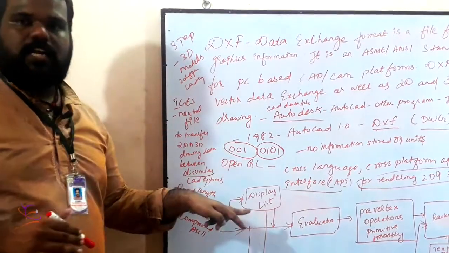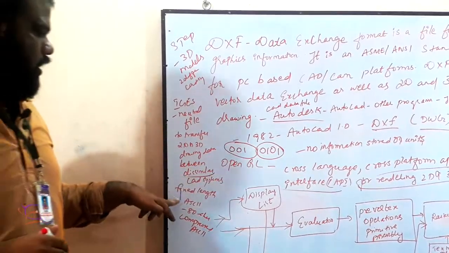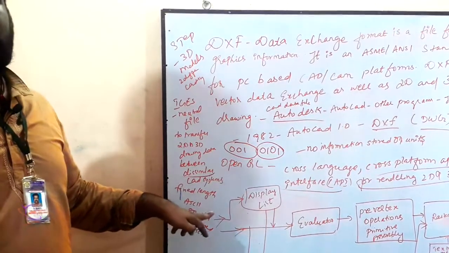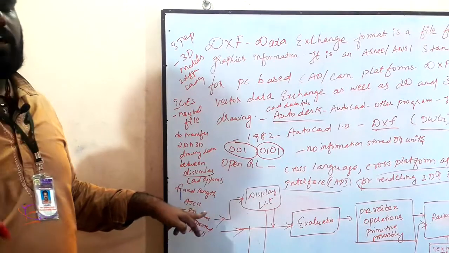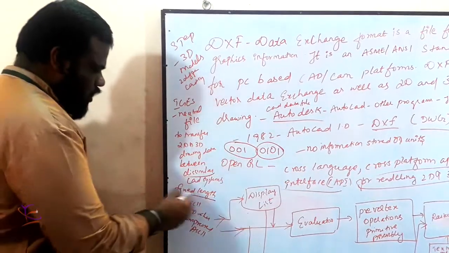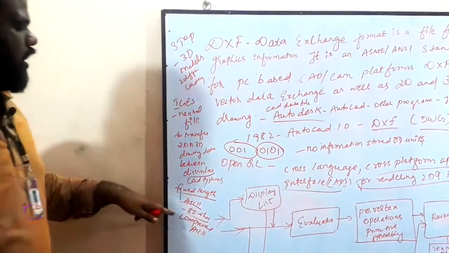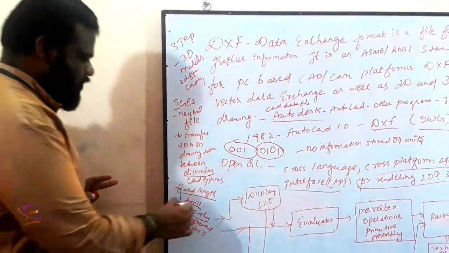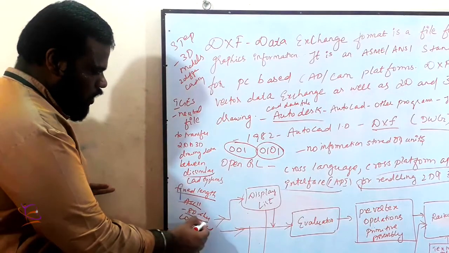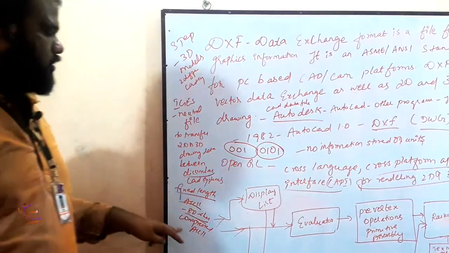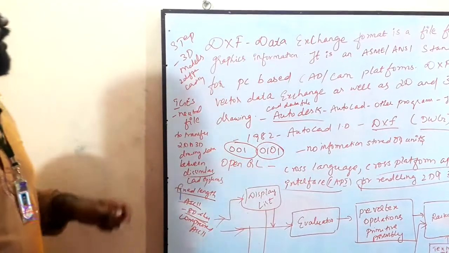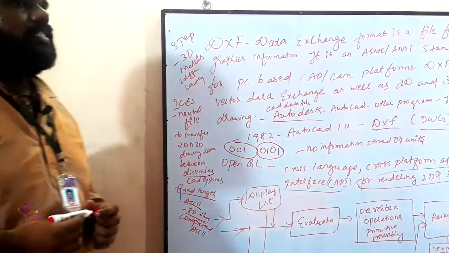There are two types. One is fixed length ASCII code of 80 characters, and the next is compressed ASCII. Two types. And next is STEP.